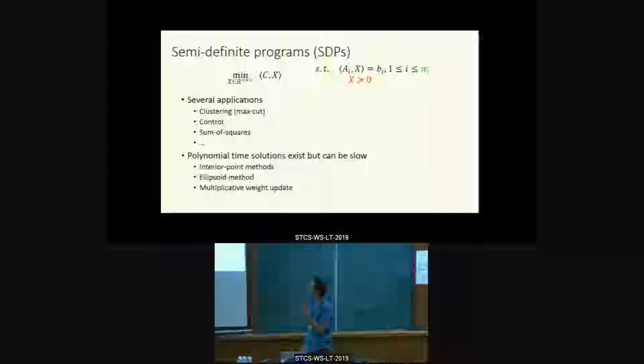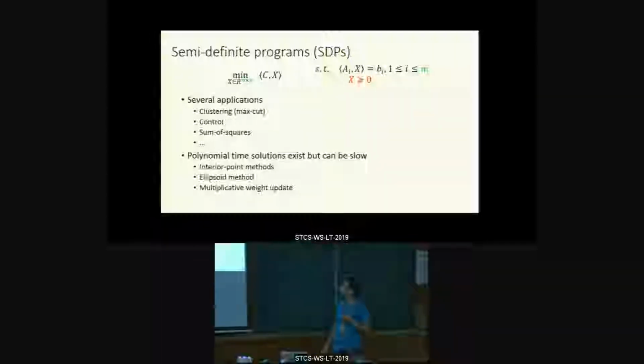Semi-definite programs have several applications. Some of the most prominent ones include clustering in the machine learning community. There are a lot of problems in control theory which can be posed as semi-definite programs, and in the theoretical computer science literature there are a lot of important problems for which the best known algorithms are by solving semi-definite programs. Okay, and because semi-definite programs have a lot of applicability, there has been a lot of work on developing efficient algorithms for solving semi-definite programs. And some of the most prominent examples include interior point methods, ellipsoid method, multiplicative weight update method, and so on.